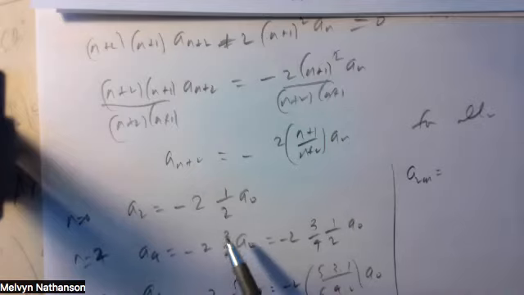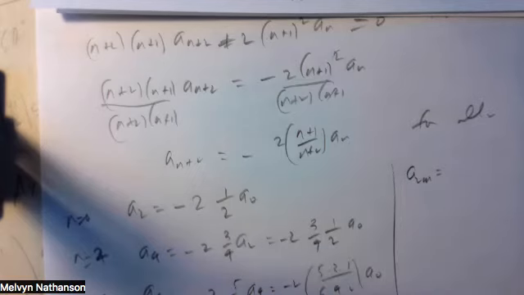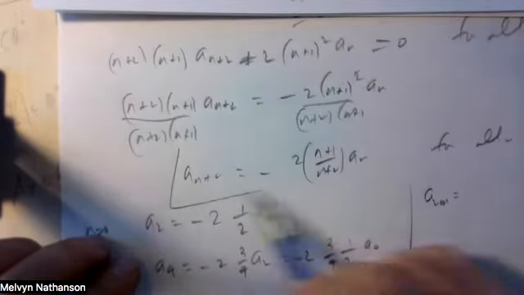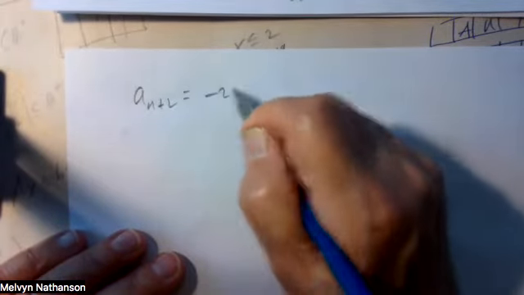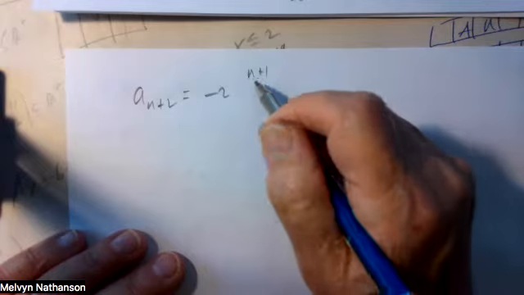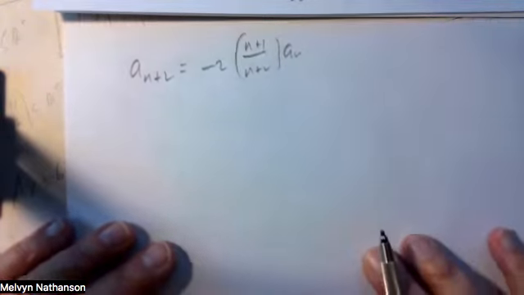Let's see. This could be some part of my arithmetic is wrong here. So let me just start this again. So this is the correct recursion: a sub n plus 2 is equal to minus 2 times n plus 1 over n plus 2 times a sub n.